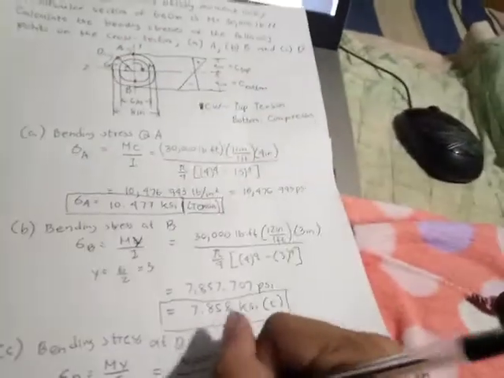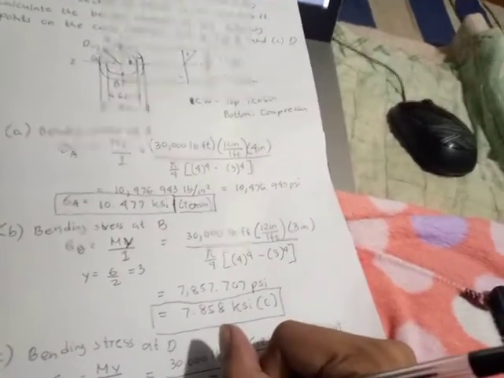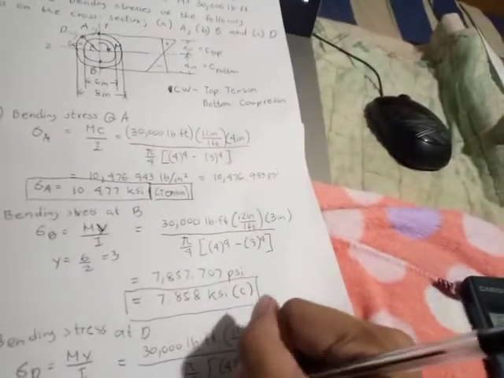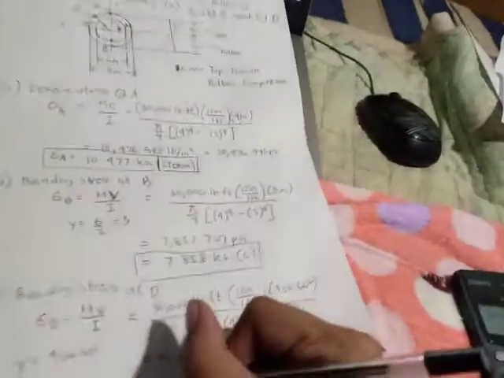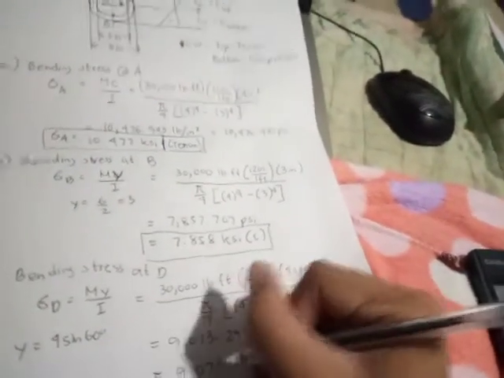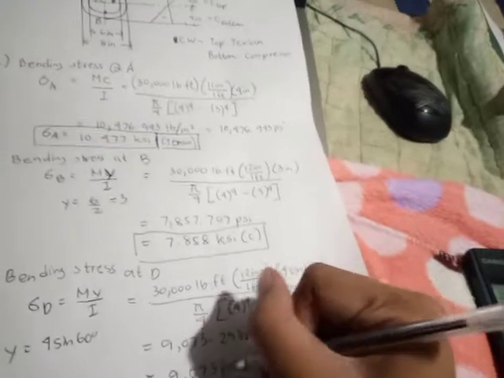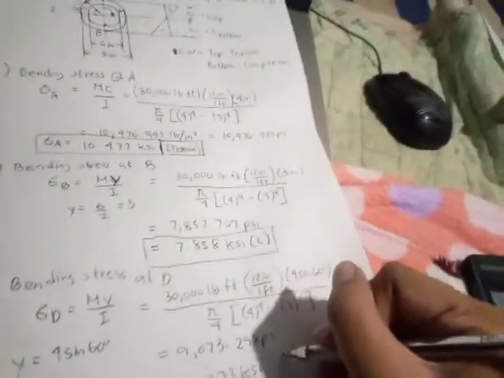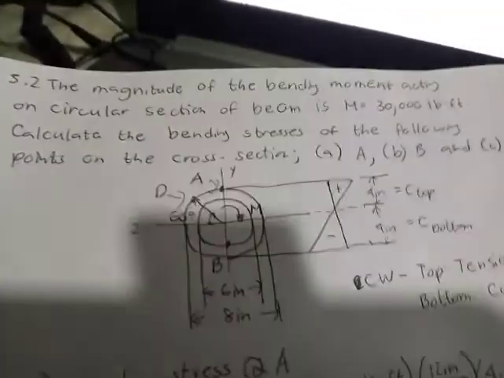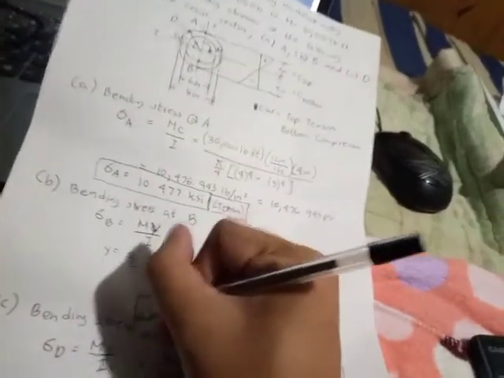So we have 9,073.298 psi, or this is equivalent to 9.073 KSI. So this is your stress at D. And since it is located at the top and it is clockwise, it's in tension. So this is tension.